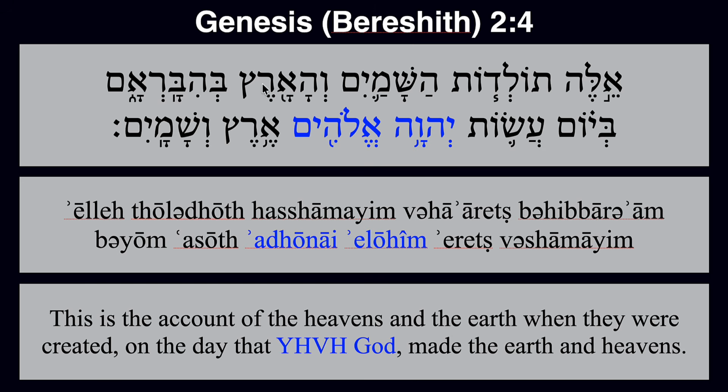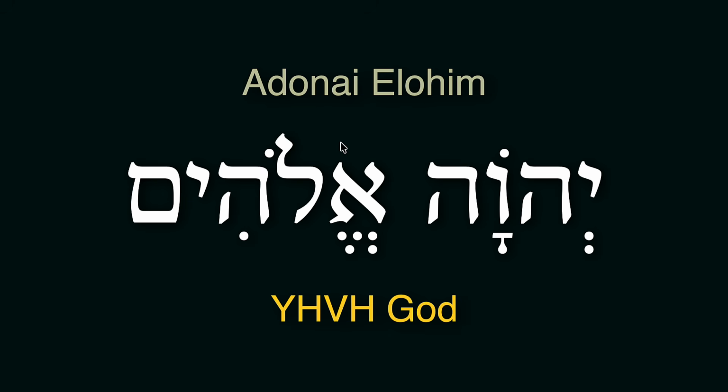Ele toledot hashamayim ve'ha'aretz behibbaram. This refers to chapter 1 verse 1. These are the generations. And then when Hashem Elohim is mentioned, Eretz v'shamayim. So the first are definite, meaning a particular heavens and a particular earth, as though there are some generations of a particular set of heaven and earth. But these are generic. Eretz v'shamayim, no particular one is mentioned when Hashem's name is written. This is the first time Hashem's name occurs, in chapter 2 verse 4, and it occurs as a compound name, not by itself. Hashem Elohim, Adonai Elohim, YHWH Elohim.